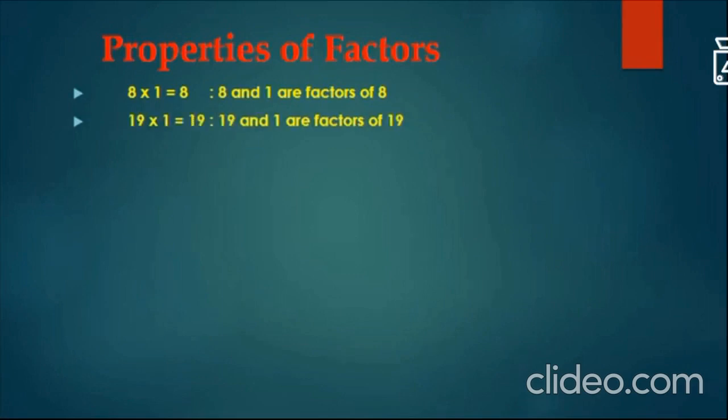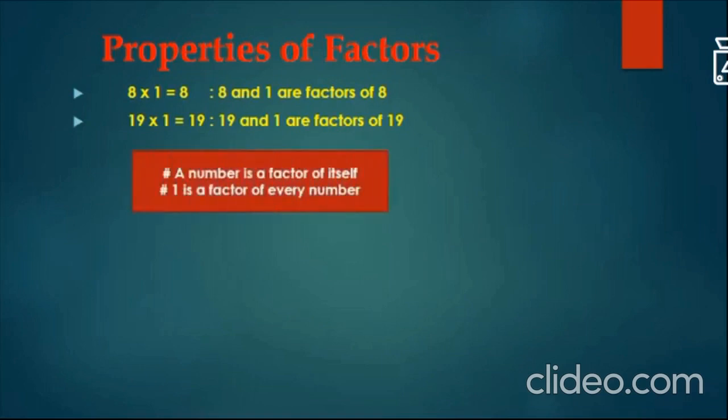19 multiplied by 1 is equal to 19. Here 19 and 1 are factors of 19 because 19 is divisible by 19 and by 1 also. So 19 is the multiple, and these two numbers are factors of 19. A number is a factor of itself. 19 is a factor of 19. So a number is a factor of itself.